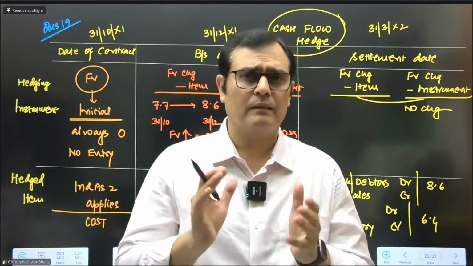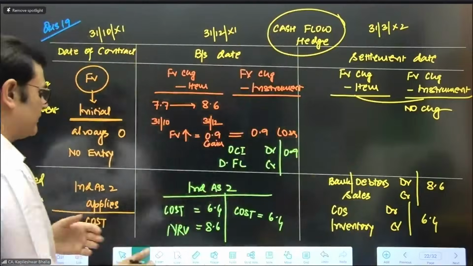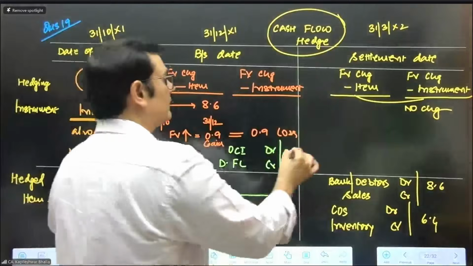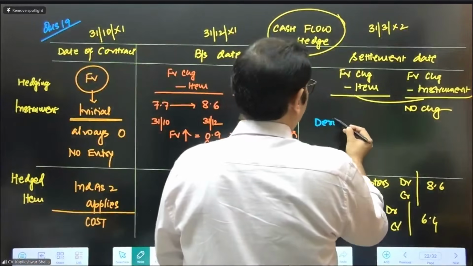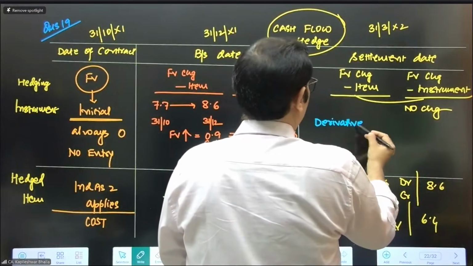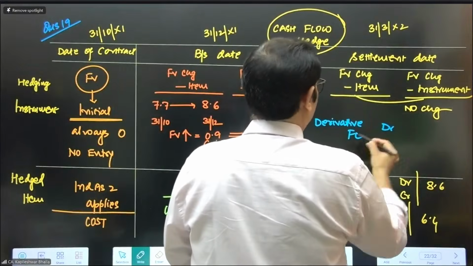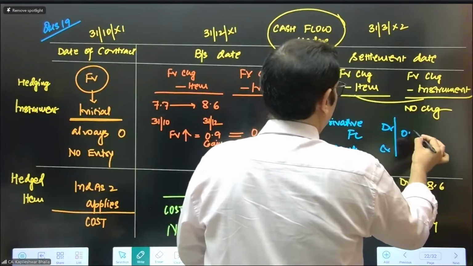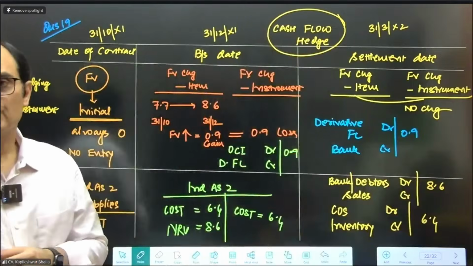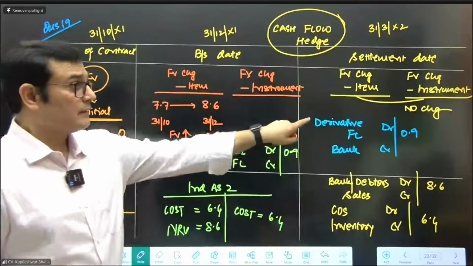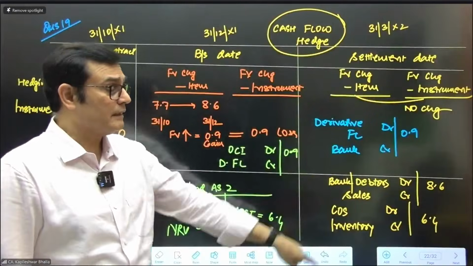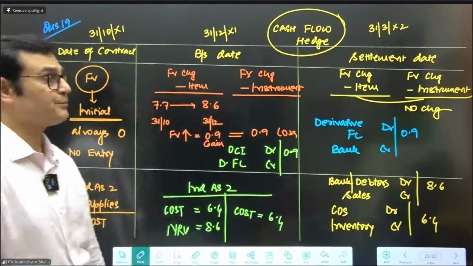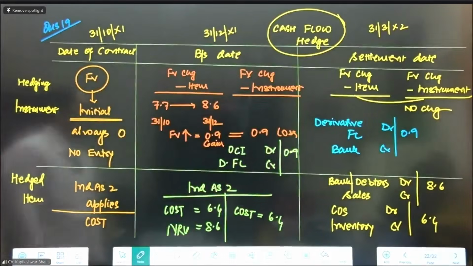Inventory is sold, but now we need to settle the derivative as well. The derivative financial liability will be settled. There is a cash settlement, so derivative financial liability gets a debit and the bank gets a credit, 0.9. As per the instructions, the derivative financial liability is settled and the inventory is sold. Now tell me what else.